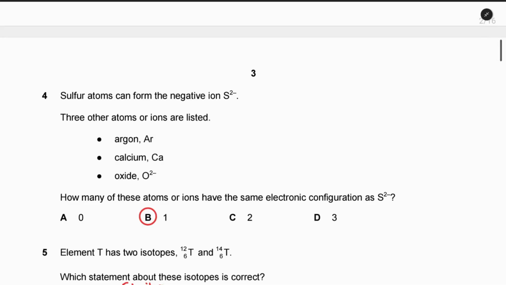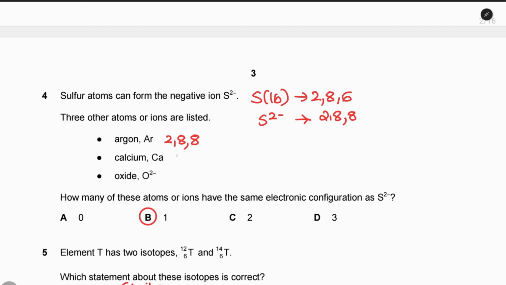Sulfur atoms can form the negative ion S2-. So over here we should know that S has atomic number 16, and the outermost electronic configuration will be 2, 8, 6. And if it's S2-, it's not that the electrons have been lost, they have been gained. So 2 electrons gained gives 2, 8, 8. So we will compare whether these atoms have the same configuration as S2-. So argon, if you see, is going to be 2, 8, 8. Okay, 10 and 18.